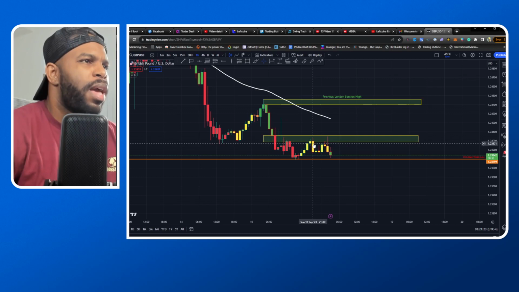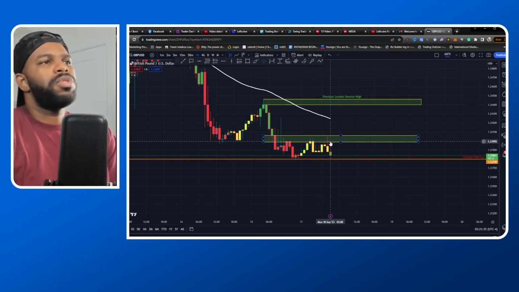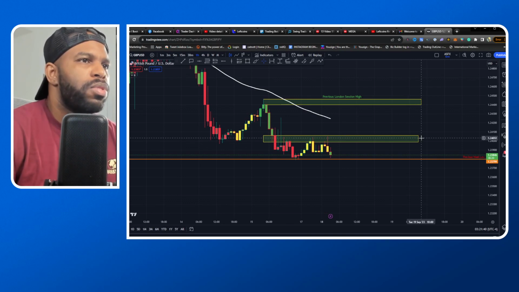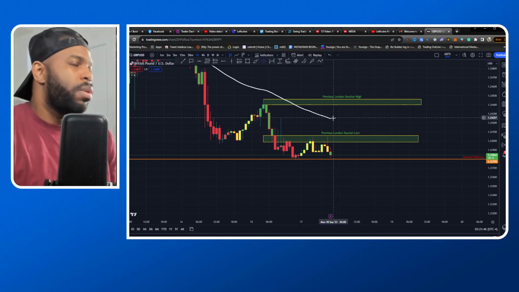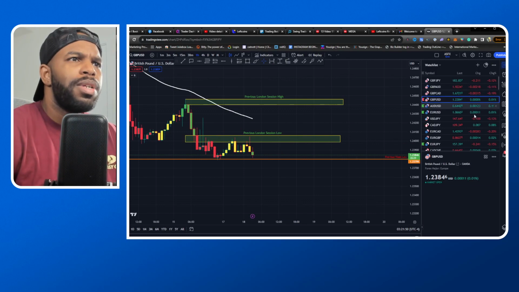Also at the same time we have the previous Asian session highs. So down here we have a previous Asian session high, and we have a previous London session low. That zone right there on the bottom here is a strong zone. As a matter of fact, we forgot to name the zone the previous London session low. All right, so those are the zones that we're looking at right now on GU.